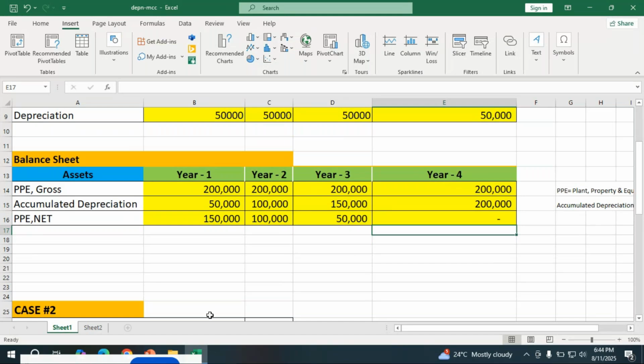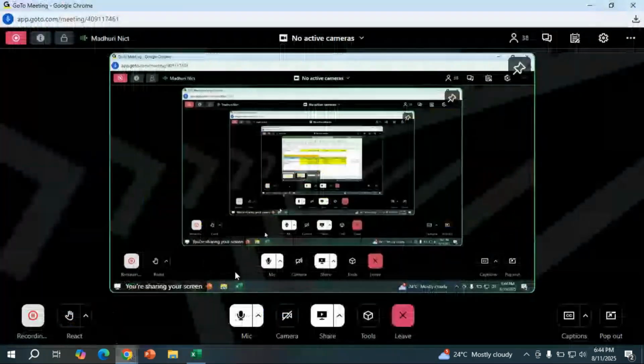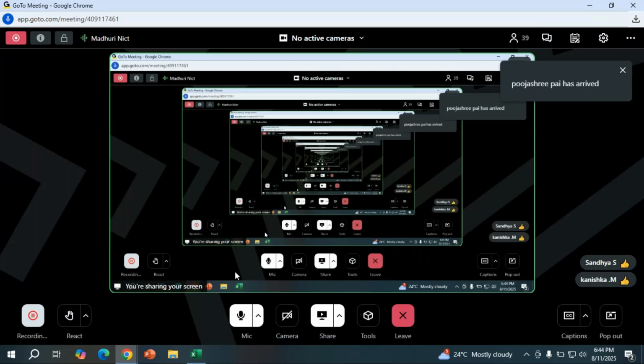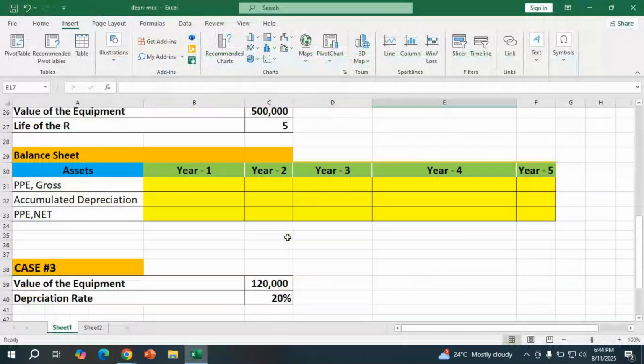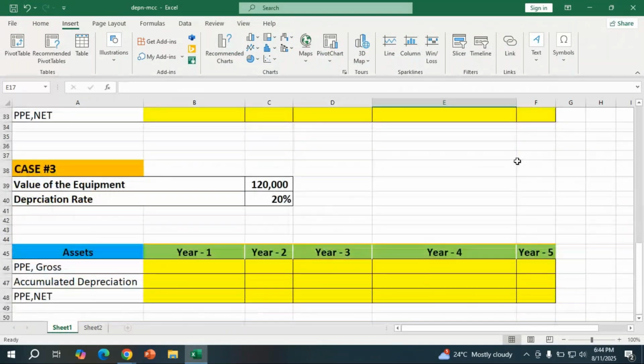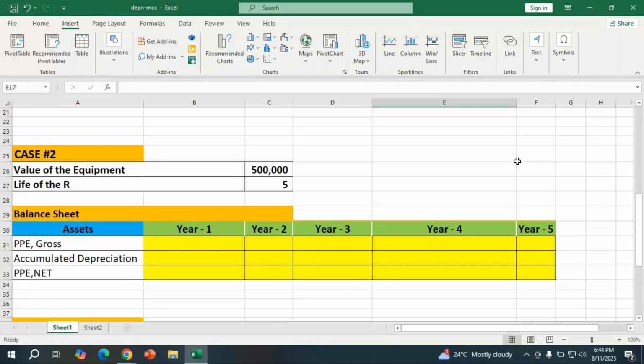Are you done with the first table? Only one? What about the others? Have you finished doing the first table? Go for the second one. Yes, this you can do. Case 2 is a similar case for you. Case 2 and case 3, which you can work out now. So you can solve case 2 now.